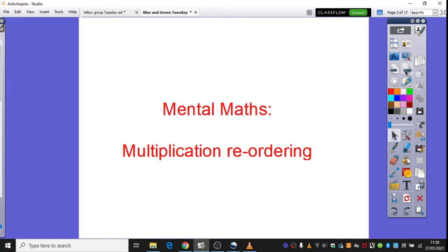We're going to begin today by having a look again at the multiplication questions where we're given three numbers to multiply together, and the idea that with the commutative law, we can put those numbers in any order we wish and we will get the same answer.